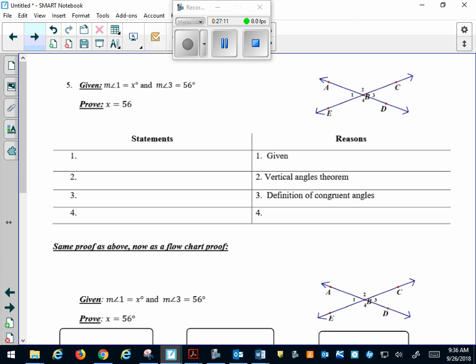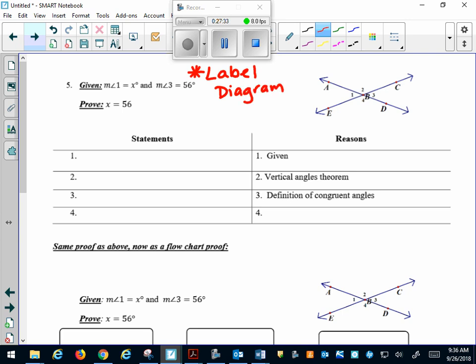All right, so this one has a given as the measure of angle 1 equals x and the measure of angle 3 equals 56. I would like to mention here that I still want you to, first thing, label the diagram. That's the first thing I want you to do. So take the given information and put it onto your diagram. Write yourself a note: label the diagrams. That's going to be really important.